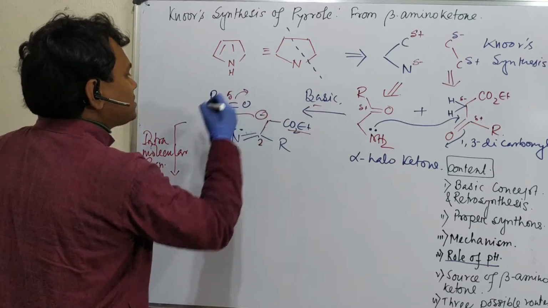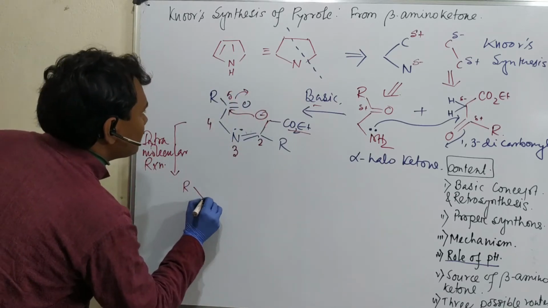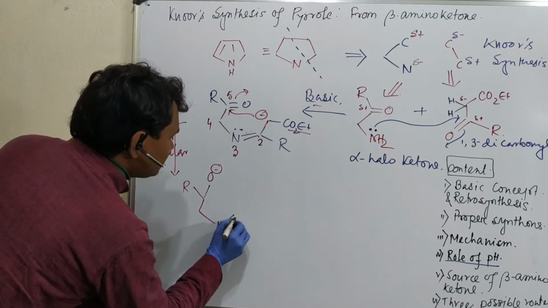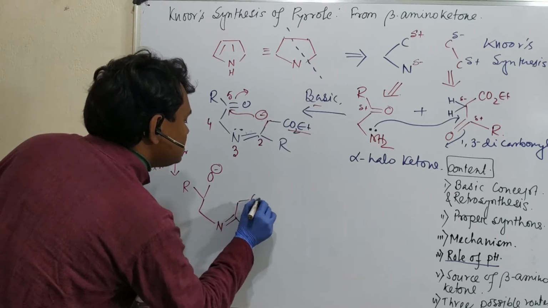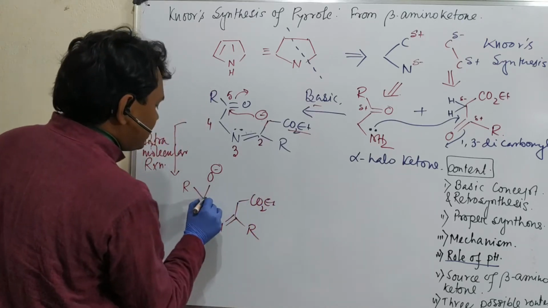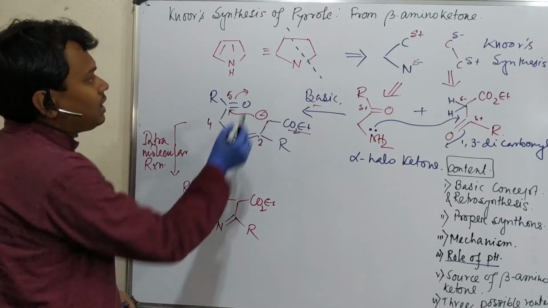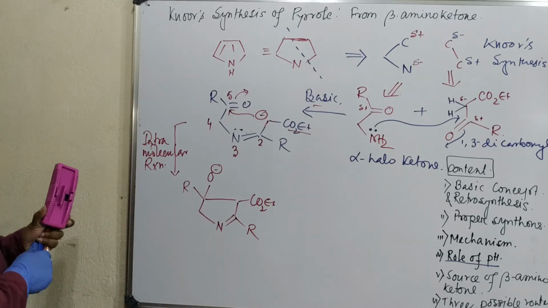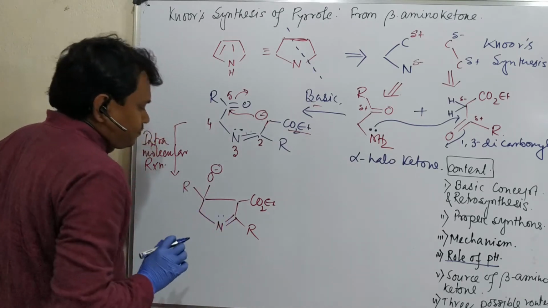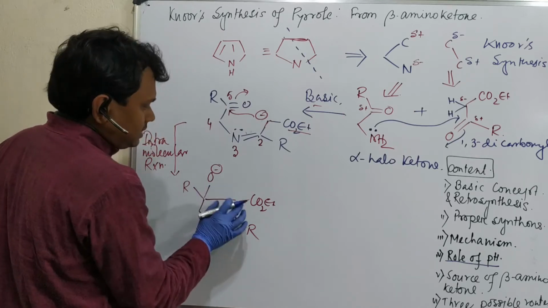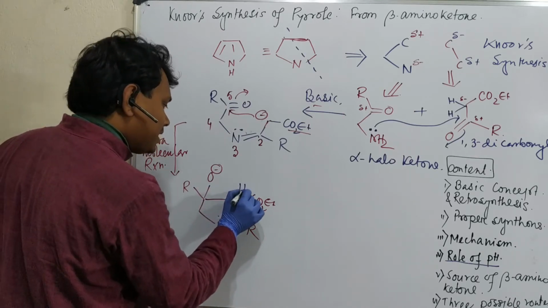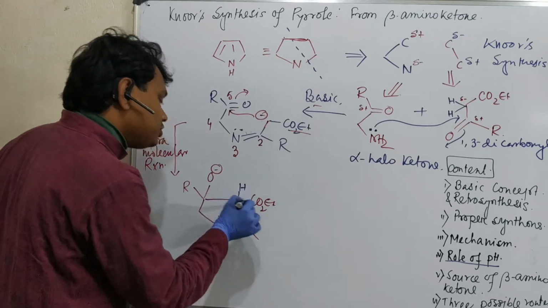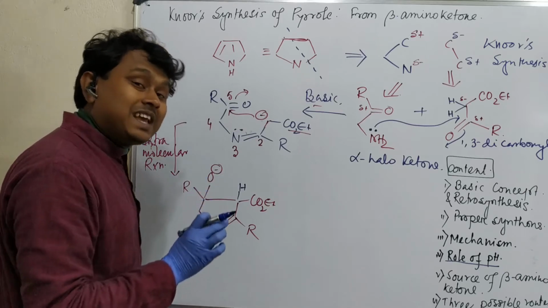Okay, so what happens? It attacks and the ring opens. So the product is RO minus. This is the N double bond R, CO2Et. This is the minus, so this is the bond formation. This is this bond. Now see what happens. This carbon still has one hydrogen. If it does not, then the material could not form, because this hydrogen should be removed in order to form a double bond, meaning gaining of aromaticity.